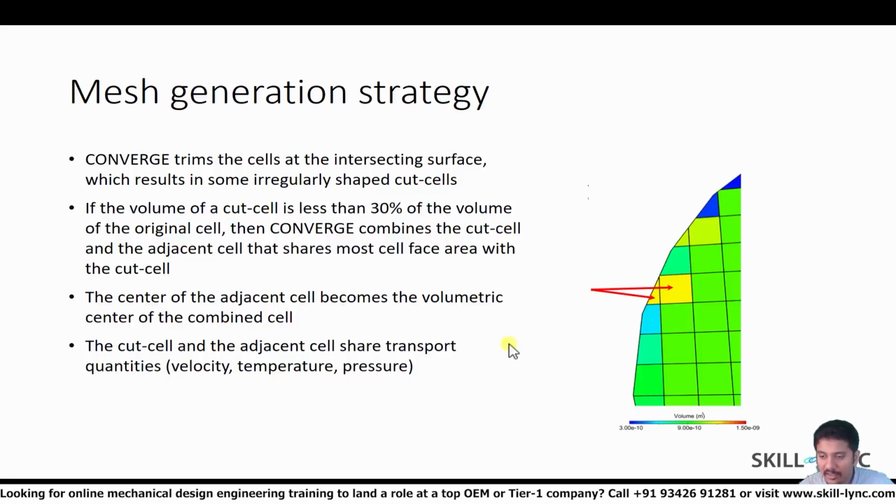So what they mean by that is, in this particular cell, you have 2 cells, correct? When you combine them, you still retain the cell center. So you say that the center of the combined cell is basically the same as the cell center of the original cell. And finally, the original cell and the cut cell share transport quantities like velocity, temperature, and pressure, which means all those quantities have the same value in both of these cells.